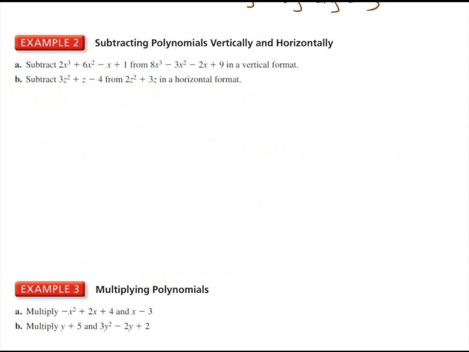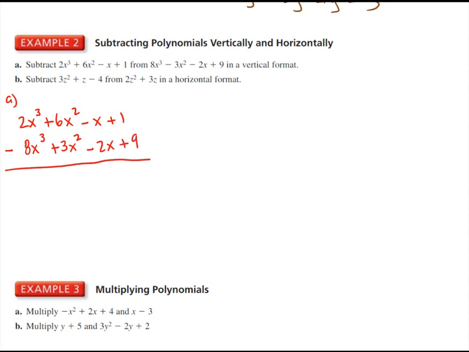All right, so let's take a look at example 2 here. So 2a, we're going to subtract now. I'll show you how to subtract the polynomials vertically. So we have 2x to the third plus 6x squared minus x plus 1. And then we're going to subtract the other polynomial, which is 8x to the third plus 3x squared minus 2x plus 9.